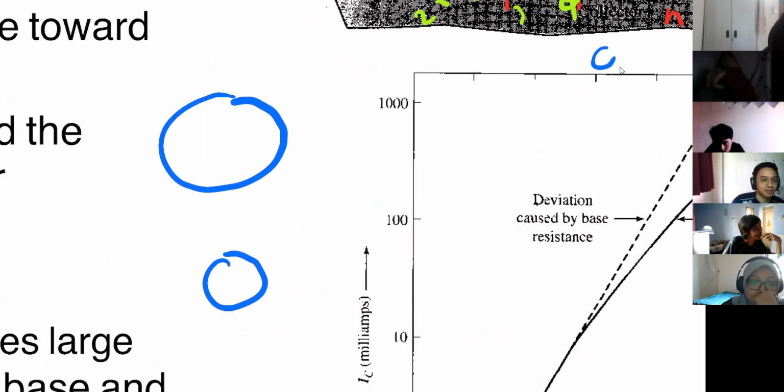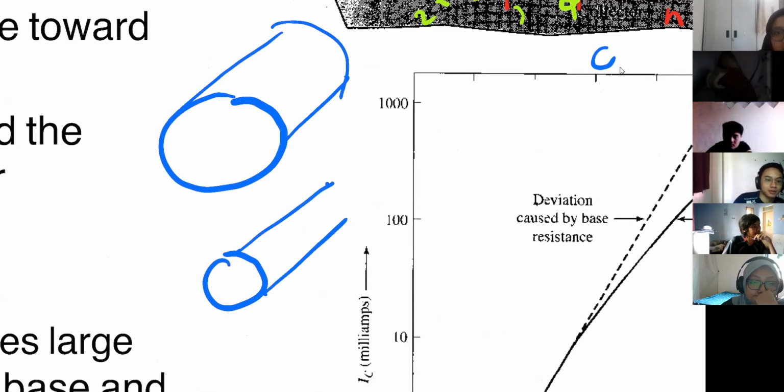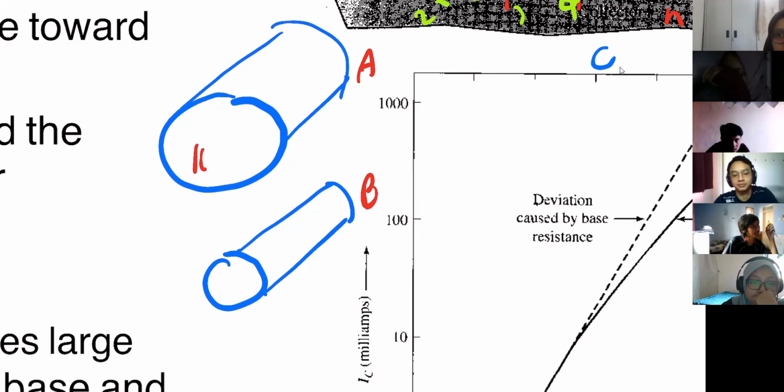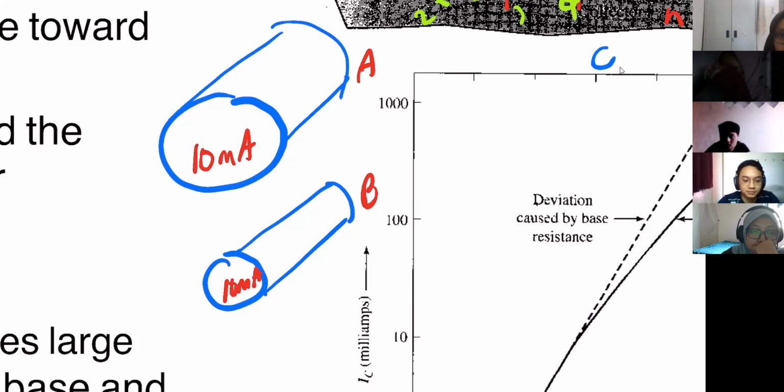Okay, I'm giving an example. This is current density. You have two wires, and one wire is big in terms of diameter, and the other is thin. This is wire A, and this is wire B. Both are carrying the same amount of current, say 10 milliamp. What do you think? Okay, let's say we increase to 100 milliamp. What's the difference that will happen to A and B?